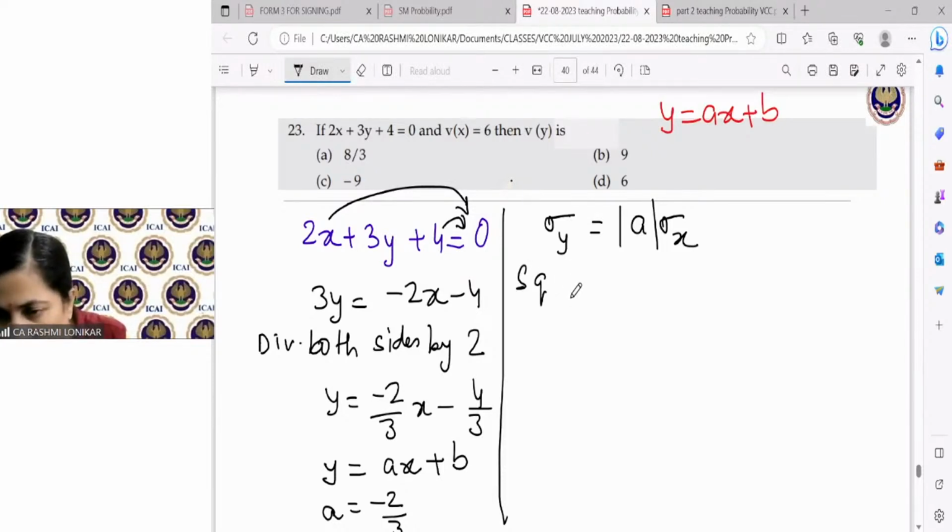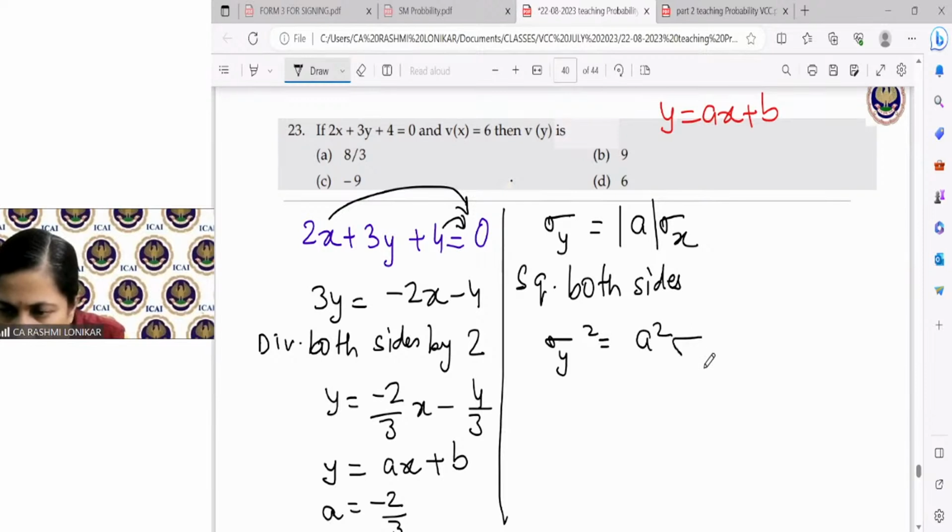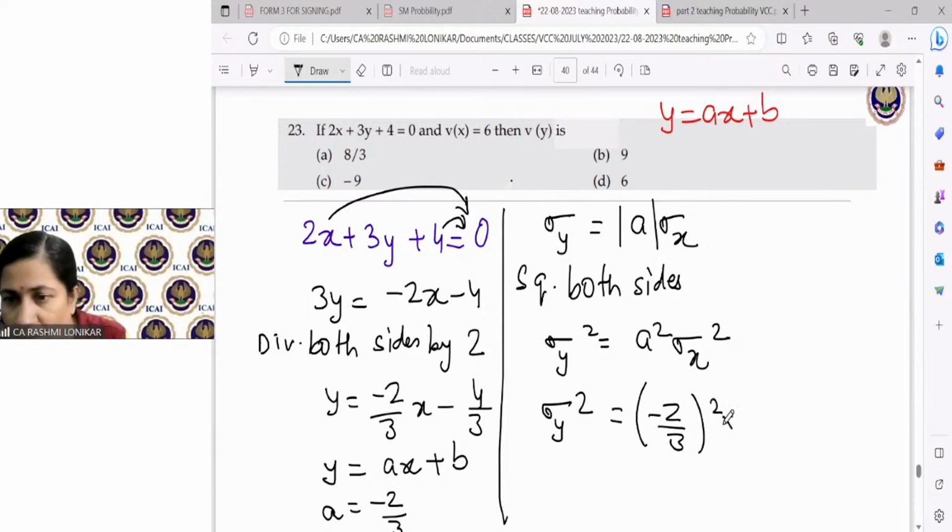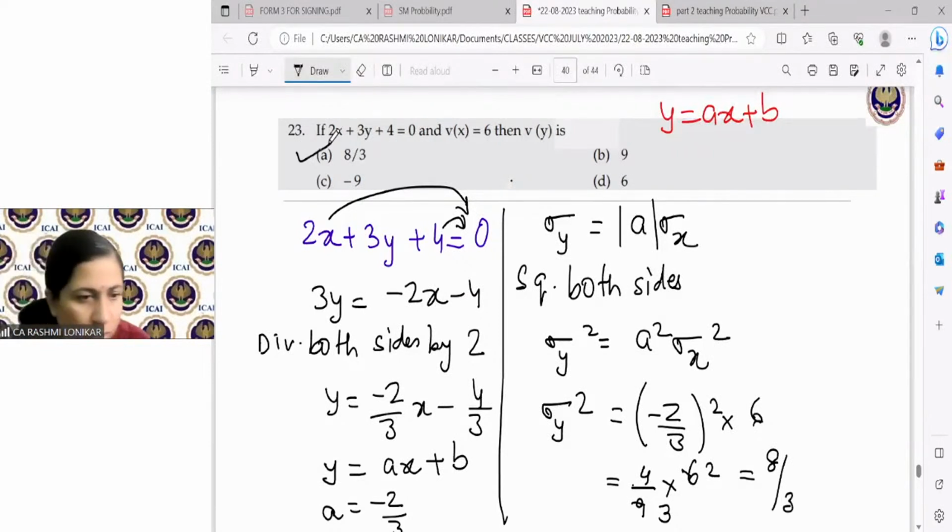So squaring both sides, I have sigma y square is equal to a square into sigma x square. Now sigma y square I don't know. What is a? a is minus 2 by 3. So this is equal to minus 2 by 3 whole square into sigma x square, which is 6. So this is equal to 4 upon 9 into 6. So 3 twos are 6, 3 threes are 9... so the answer is 8 upon 3. Okay, 8 upon 3.